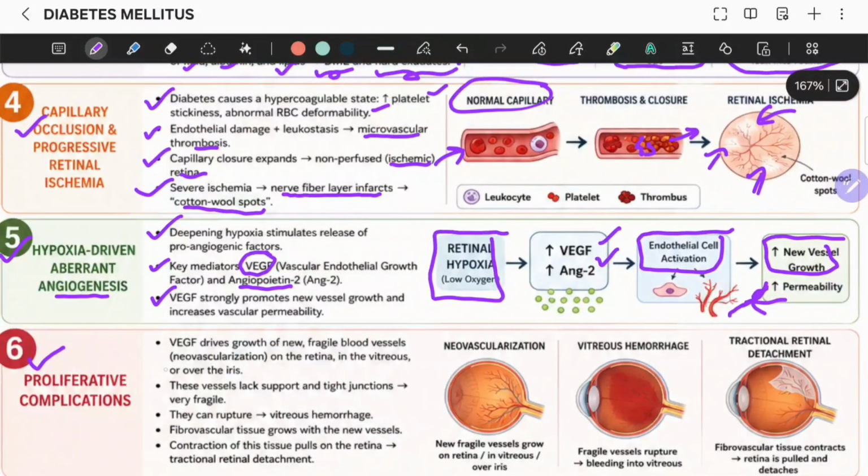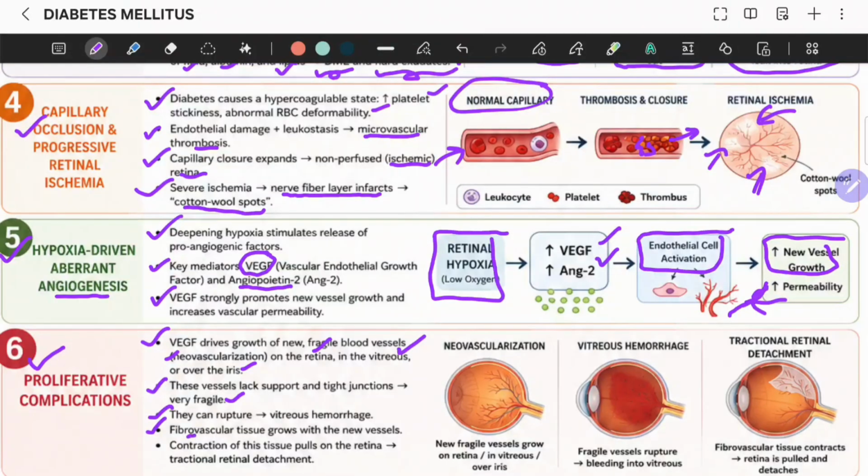So what will happen? VEGF drives growth of new fragile blood vessels, new vascularization on the retina, in the vitreous humor also, and over the iris also. So in the retina they will cause hemorrhages, in the vitreous again hemorrhages, and in the iris they can cause glaucoma, okay, rubeosis iridis. These vessels lack support and tight junctions, that's why they are very fragile. They can rupture and cause vitreous hemorrhage, sudden loss of vision.